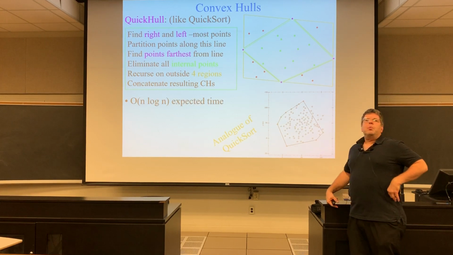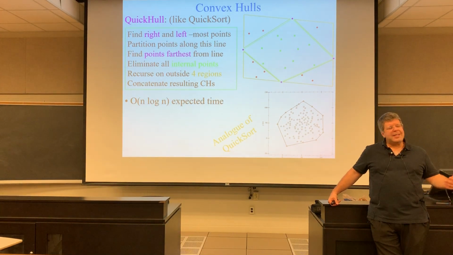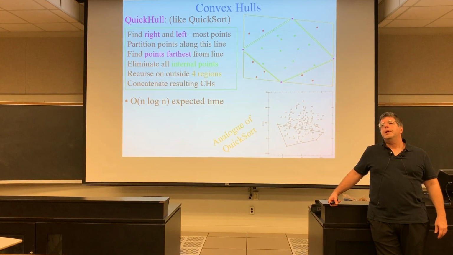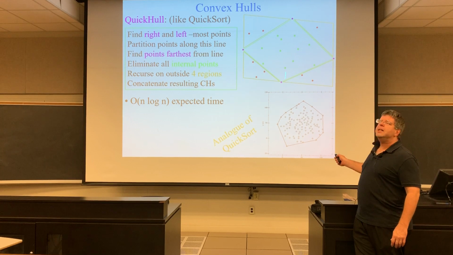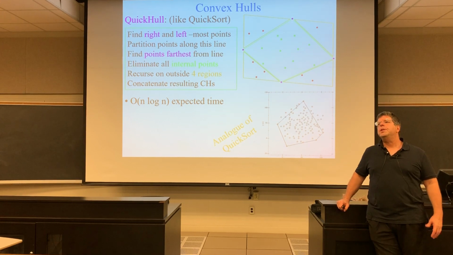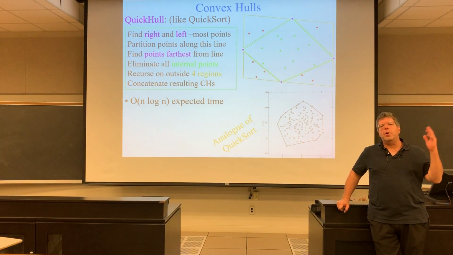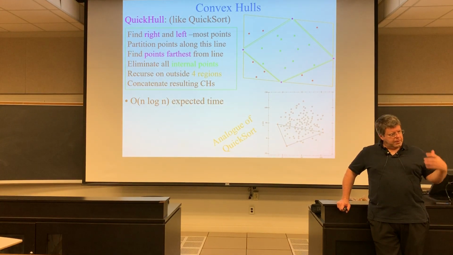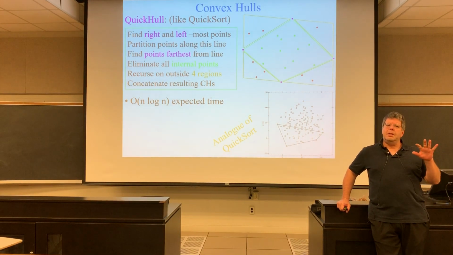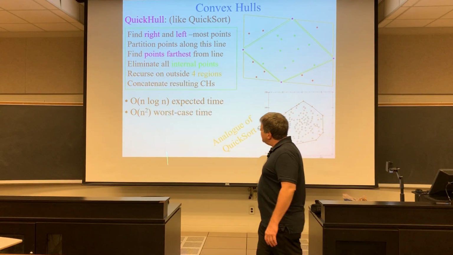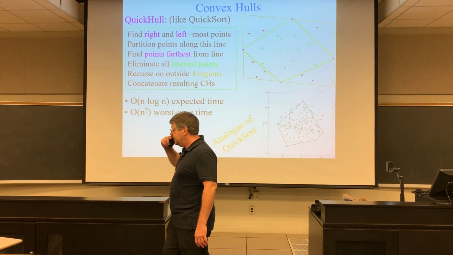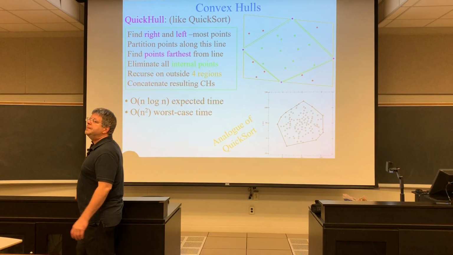So the expected time will be n log n, by the same similar reasoning to quicksort. Right? On average, you eliminate a large portion, maybe a constant fraction, a half, maybe three quarters of all the points, assuming they're kind of all over the place. And you recurse on smaller and smaller point sets that diminish in size exponentially. So on average, you get n log n behavior. But the worst case is n squared, just like quicksort.